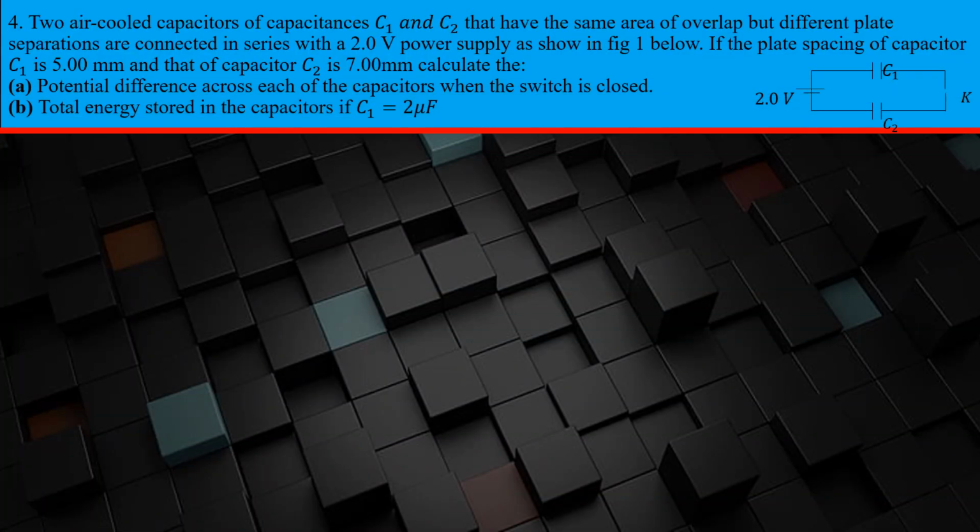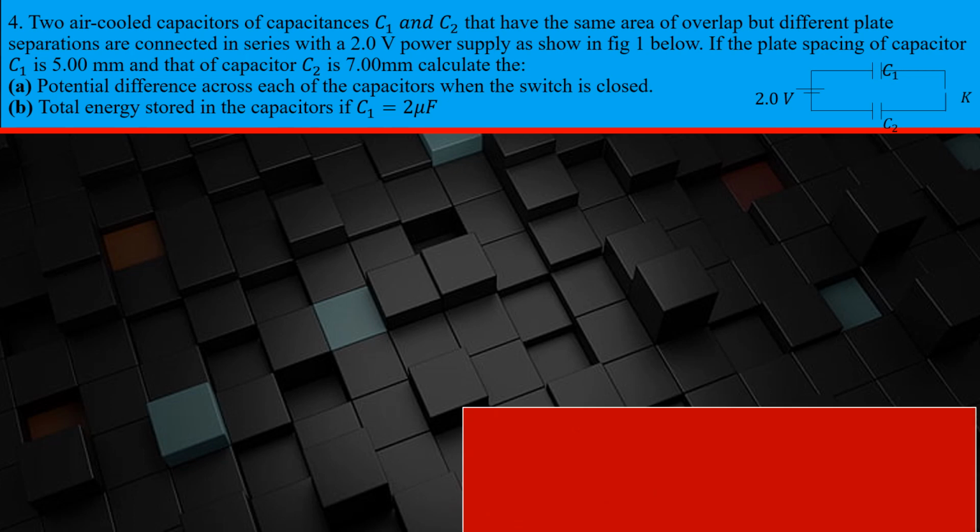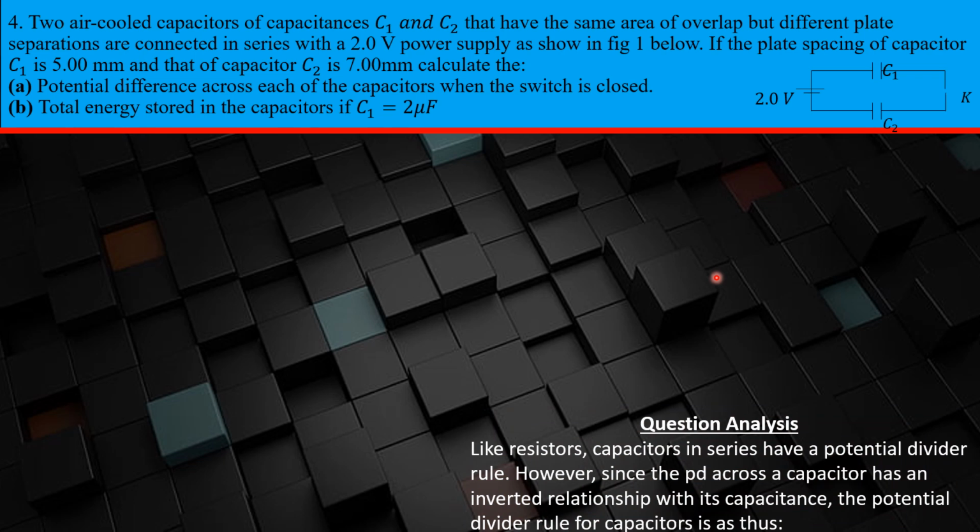So the A part of the question says potential difference across each of the capacitors when the switch is closed. All right, so what we're going to recognize here is that we can also use the potential divider rule for capacitors which are in series in a particular circuit across a particular EMF source. How do we do that? Well, that's part of our question analysis, okay? So like we see, capacitors in series have a potential divider rule.